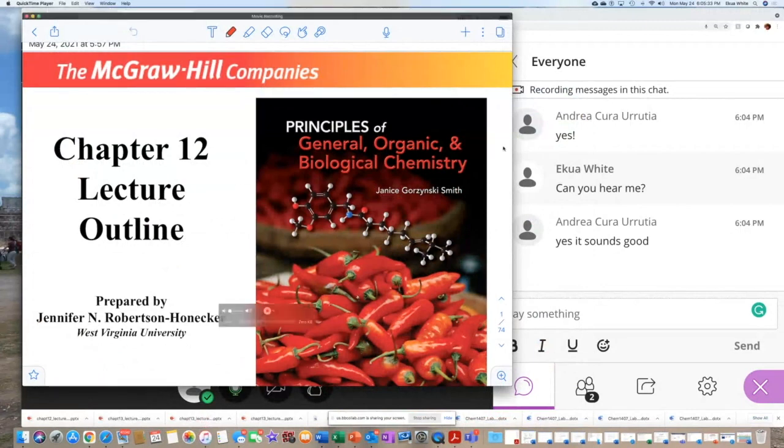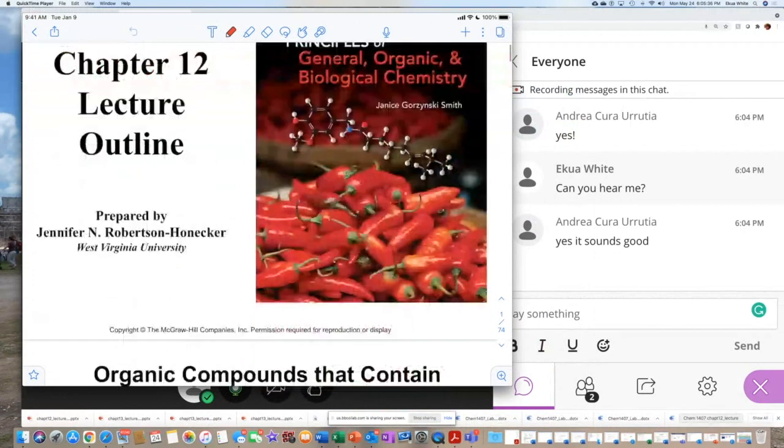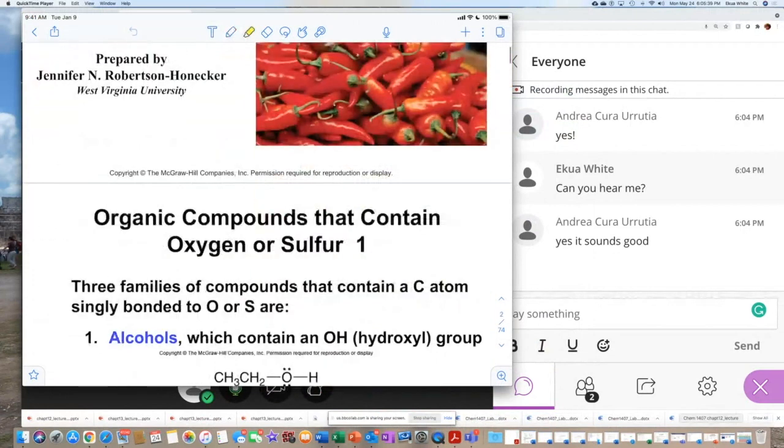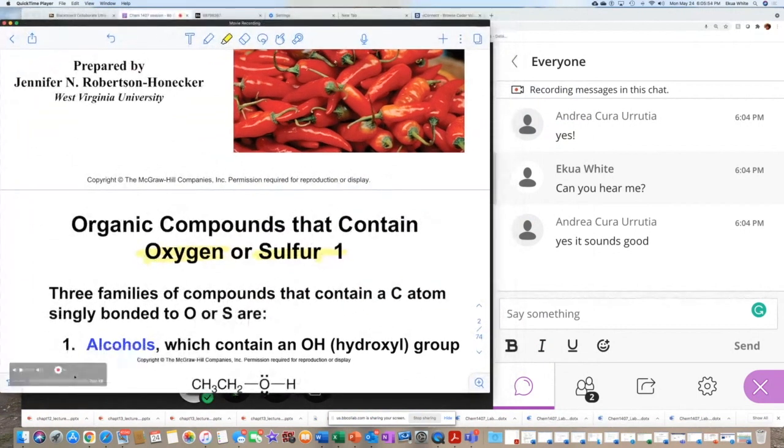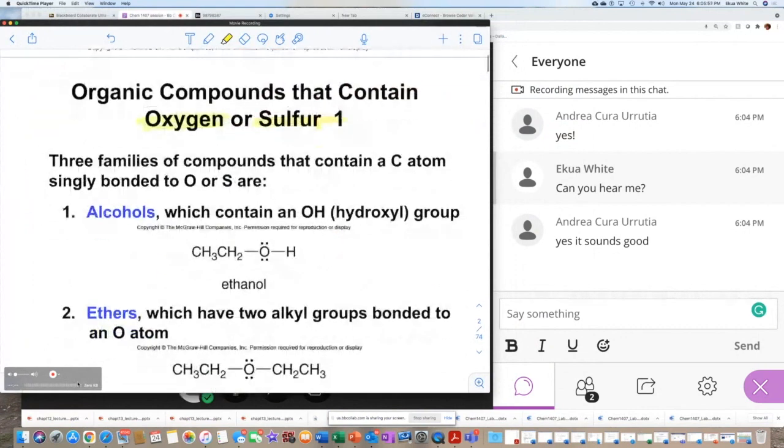So anyway, chapter 12 deals with compounds that have oxygen and sulfur, like it says right here. So we have seen some of these compounds before, but now we are focusing on them. We saw them before in the context of all the different functional groups, but now we're taking time to study these and only these in this chapter. So we're going to be looking at three families of compounds that contain a carbon atom singly bonded to oxygen or sulfur. So we're told here we're looking at a carbon atom that's directly bonded to an oxygen atom via a single bond, which remember, is different from the carbon doubly bonded to oxygen.